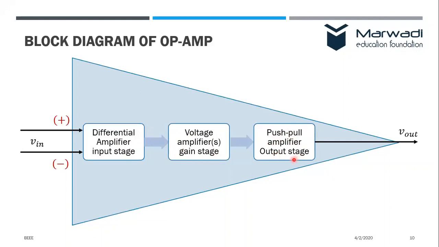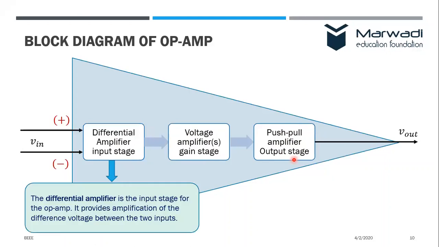What are the roles of these amplifiers? The differential amplifier is the input stage for the op amp. It provides the amplification of the difference voltage between two inputs. So V in is equal to the plus signal minus this signal. Whatever is the difference between these two is amplified in the differential amplifier, right?